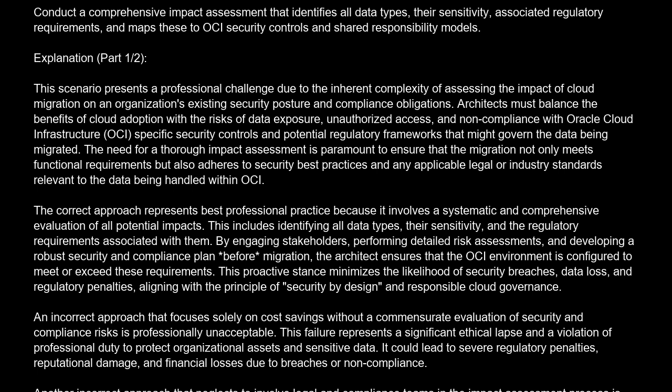An incorrect approach that focuses solely on cost savings without a commensurate evaluation of security and compliance risks is professionally unacceptable. This failure represents a significant ethical lapse and a violation of professional duty to protect organizational assets and sensitive data. It could lead to severe regulatory penalties, reputational damage, and financial losses due to breaches or non-compliance.